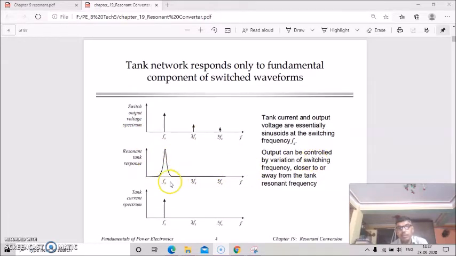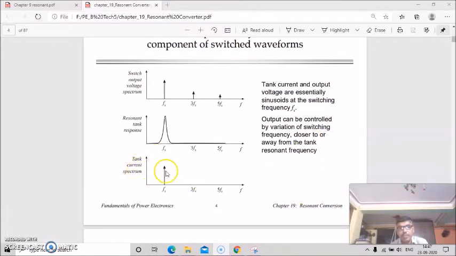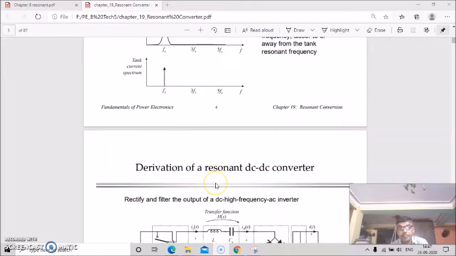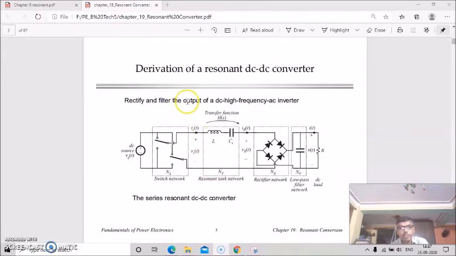So the output can be controlled by variation of the switching frequency, closer to or away from the tank resonant frequency. This is the tank current spectrum. This is the derivation of the resonant DC-DC converters. Here we rectify and filter the output of the DC to high-frequency AC inverters.